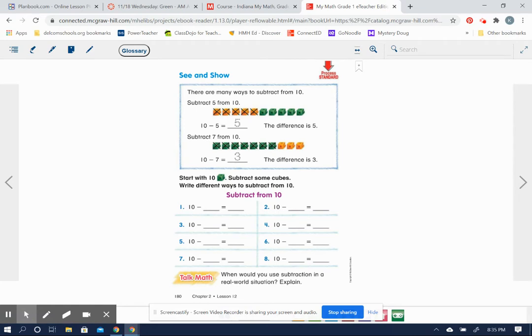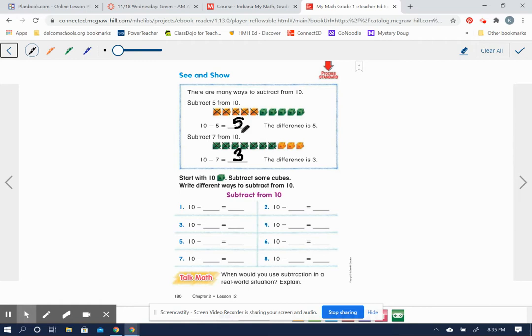All right, flip your paper over. And it says there are many ways to subtract from 10. So you can subtract 5 from 10. 10 minus 5, and that leaves 1, 2, 3, 4, 5. 5 is the difference. I have to click my pen again. There you go. You can subtract 7 from 10. So here they put X's on 7 of them, and how many are left? 3. So the difference is 3 in 10 minus 7.